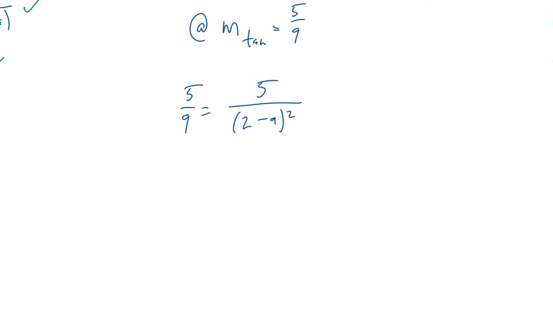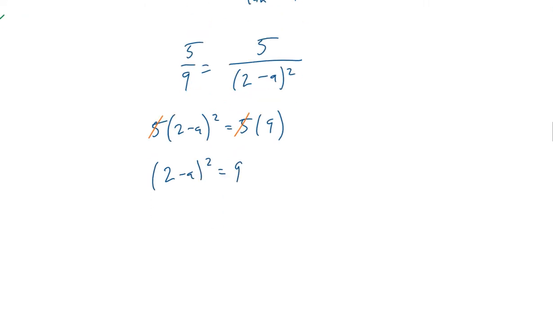But what you're really doing is multiplying through by both denominators to clear the denominators. So you end up with 5 times (2 minus a) all squared and 5 times 9. And now we can see if we divide both sides by 5, the 5s divide out. And we're left with (2 minus a) squared equals 9. So we're going to take the square root of both sides.